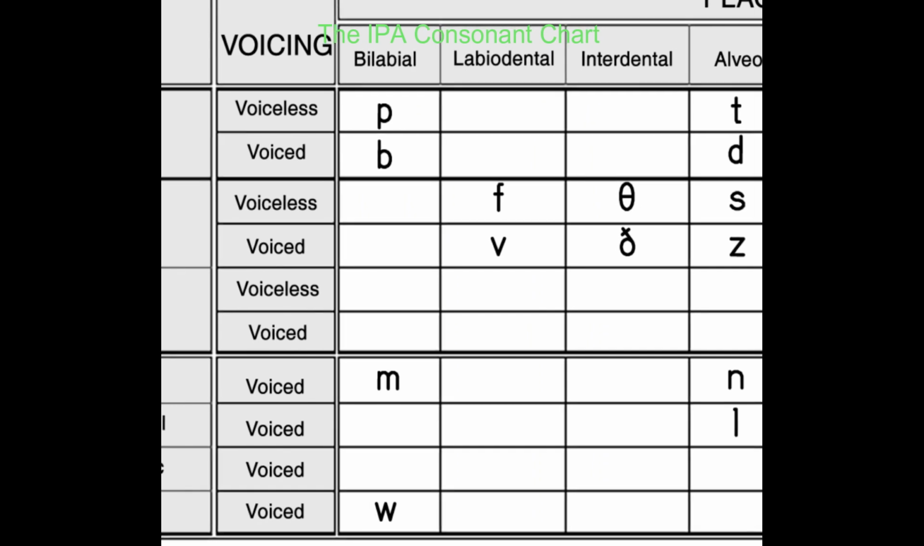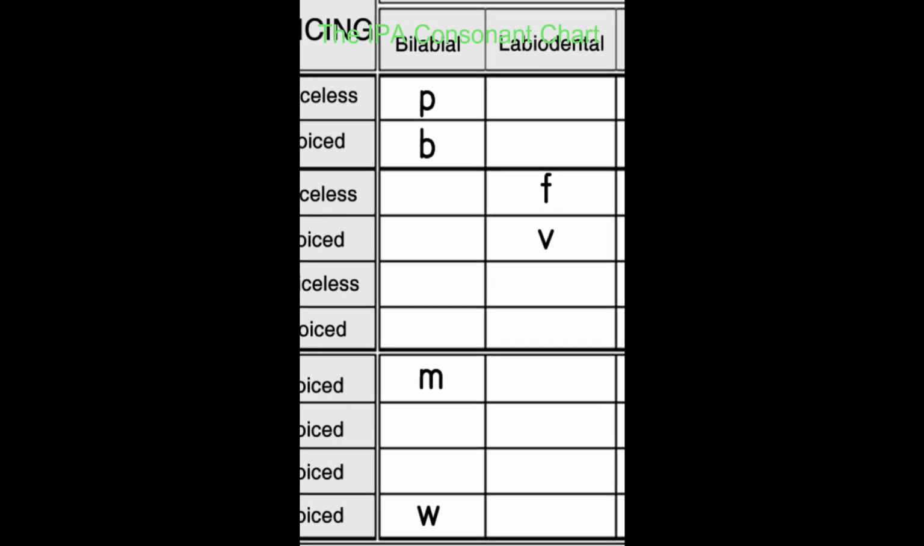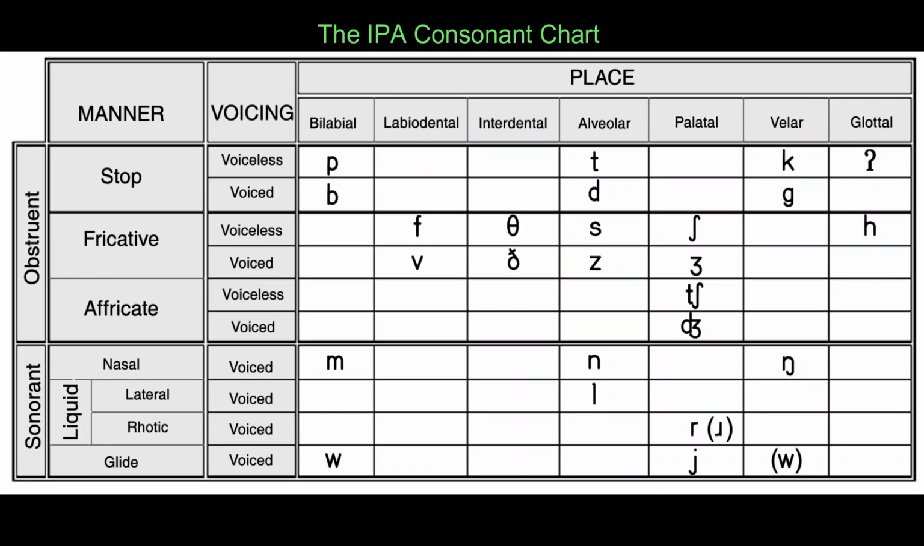Bilabial. Bilabial consonants refer to consonants that are produced using both lips. Bilabial means two lips. Bilabial consonants are pa, ba, ma, and wa. To pronounce pa, ba, and ma, the lower and upper lips have to touch each other.